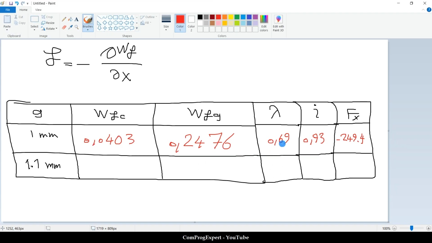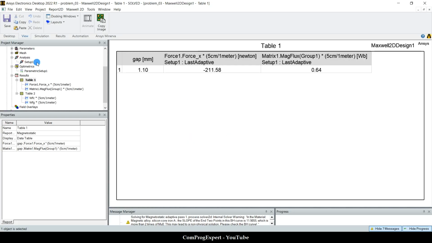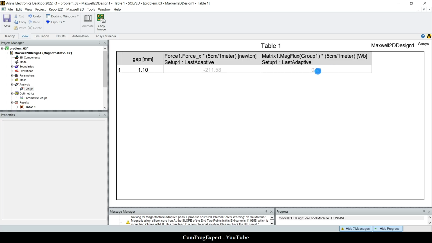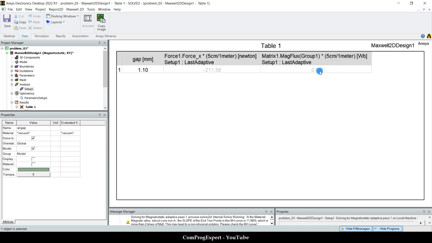The value of flux linkage must be 0.69, because we are going to use this equation. The flux linkage is constant, so we have to increase the value of the coil current. Let me increase it to 1. Repeat the analysis to check the number. We should adjust the value of the current. Here it is 0.68.